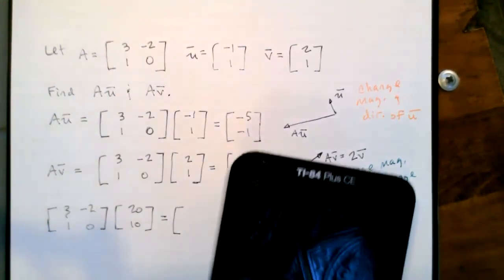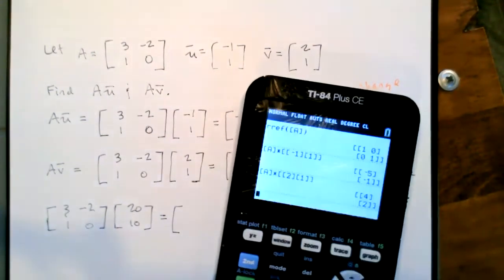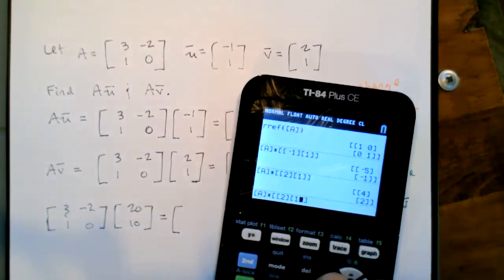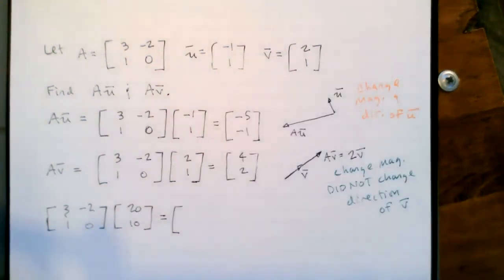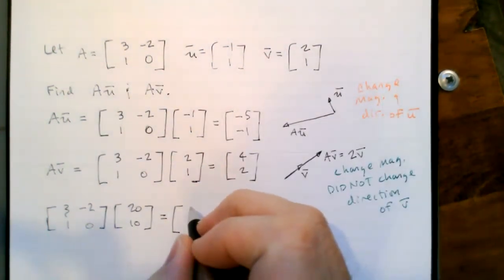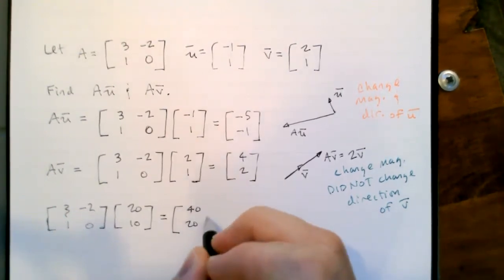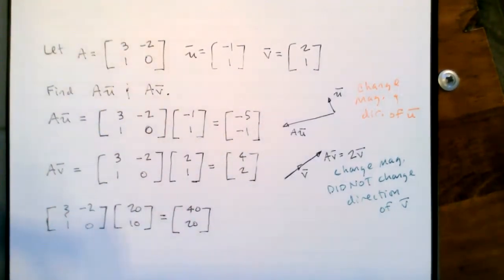Before we hit enter on the calculator, take a guess at what's going to happen. What's going to happen if I multiply A by 20, 10? 40, 20, that's a good guess. Let's see what happens. 40, 20. Notice that 40, 20 is in the same direction as V.